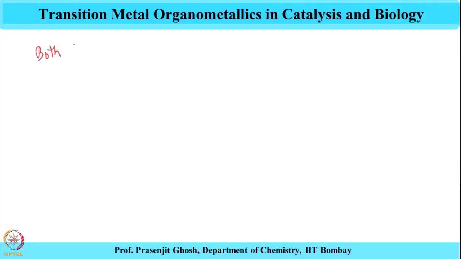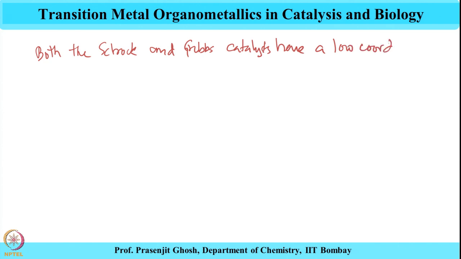Now, one important thing, as I was talking about coordinative and electronic saturation and unsaturation, is a very important factor in guiding catalyst activity. In this regard, both the Schrock and Grubbs catalysts have a low coordination number, which we had primarily discussed as arising from phosphine dissociation in the Grubbs catalyst.